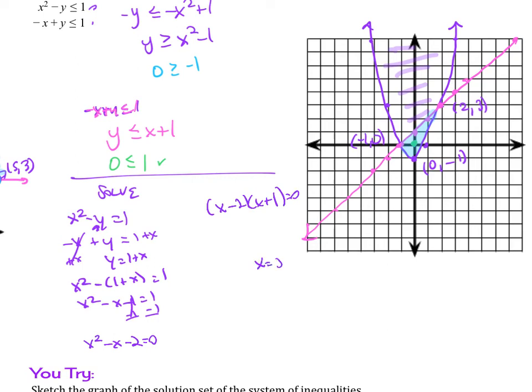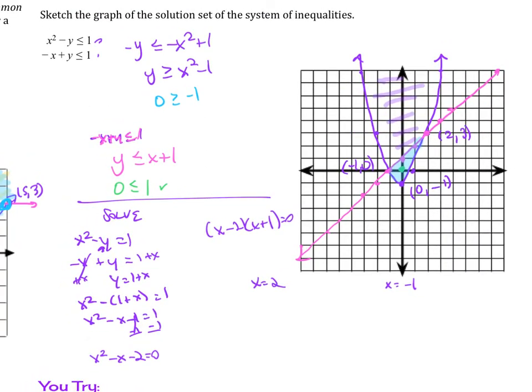So we test x equals 2 and x equals negative 1. So if you plug it in, it's nicer to plug into the linear equation. So negative 2 plus y less than or equal to 1, or equal to 1. We're just trying to solve where they intersect, so equal to 1. So add 2. So therefore y equals 3. So we're at 2, 3. And look, that's where we hit right here.